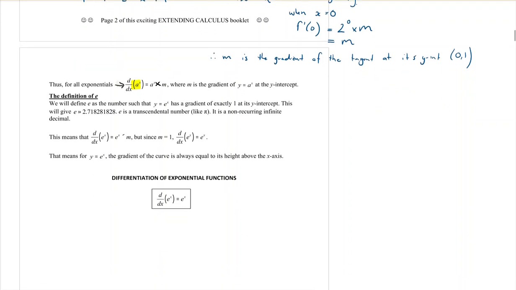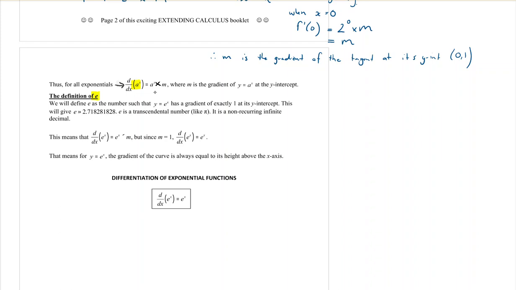We want to find out how this is special when it comes to this letter e, which you've seen before. e is defined as the number where the gradient is exactly 1 at that y-intercept. So if you looked at that y is equal to 2 to the x graph, it's not a 45-degree angle. That tangent wouldn't be a perfect 45 or a gradient of 1. But this number e, which is 2.7182 and so on, means that that y-intercept has a gradient of 1.